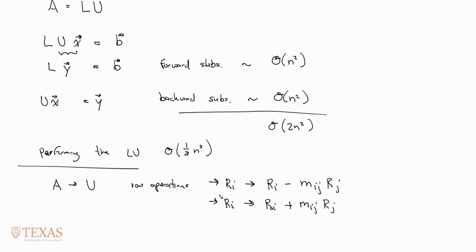So what we're going to do is we're going to transform A into U by doing the first type of row operations, and then we're going to start with an identity matrix, and we're going to perform the second type of row operation. So I'll call this 1. We'll do the type 1 to take A to U, and we'll do type 2 to take the identity matrix into L. And so this is how we can do an LU decomposition.